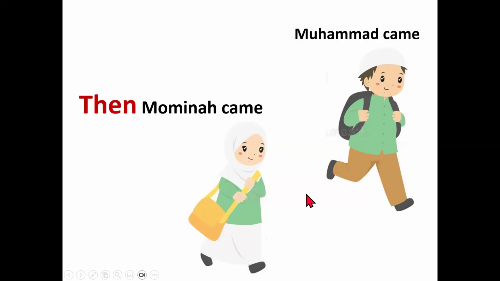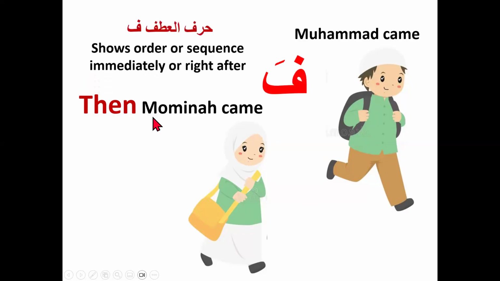So in this situation, the harf atf fa we will use. The harf atf fa shows order or sequence, immediately or right after. Okay, immediately or right after. So it means there is not a big gap between the coming of Muhammad and Momina. But in the next slide, I will explain the difference between fa and summa. So look at the next slide now.